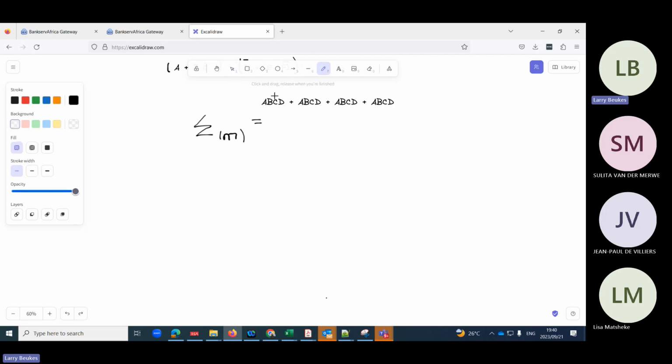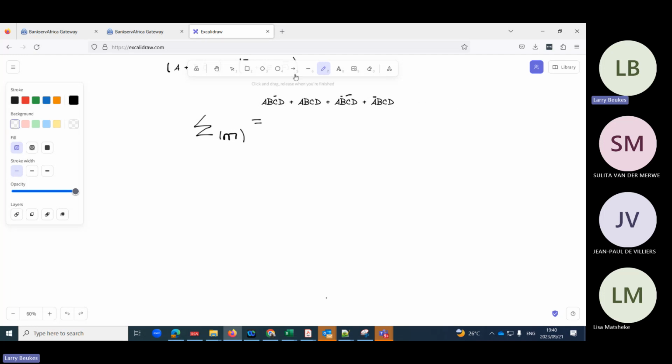Let's complement C in this one. Let's not complement anything. Let's complement this one. Let's complement A, right? So this is already a sum of product, right? What does sum of product mean?